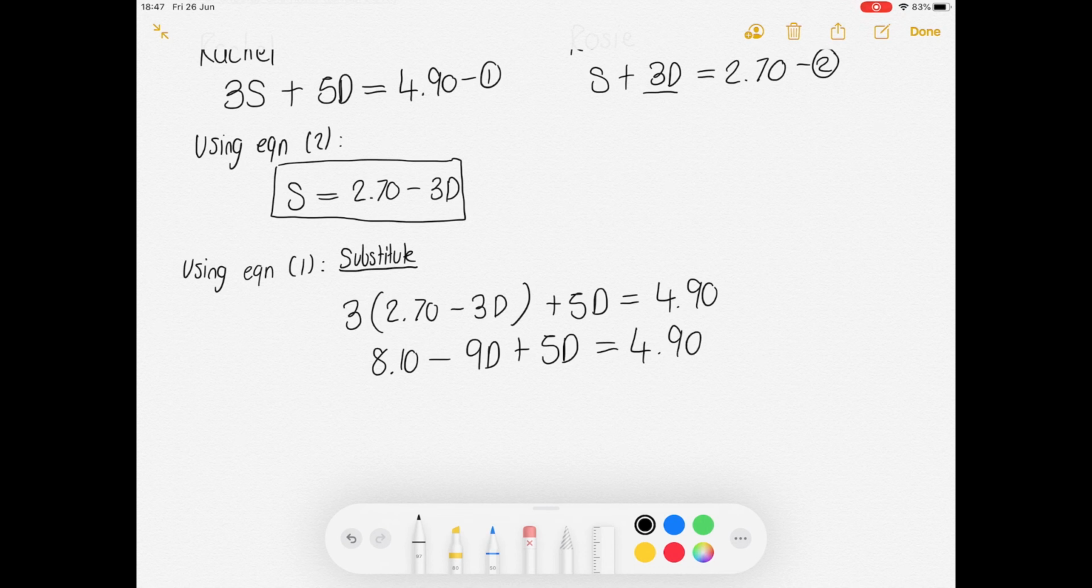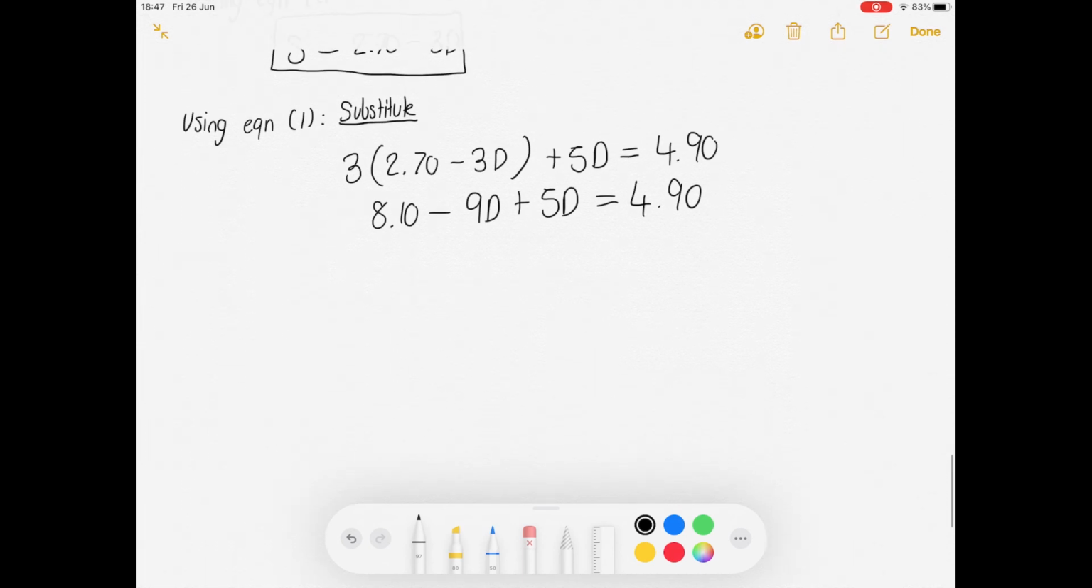Okay, now we've done the substitution. That was the hardest part. We just need to tidy up this equation now. Okay, so we've got minus 9D plus 5D, that will be minus 4D. So we've got £8.10 minus 4D equals £4.90. We don't like having negative unknowns, so we don't want minus 4D. I'd rather that be positive, so I'm going to move that to the other side. So that's going to become £8.10 equals £4.90 plus 4D.